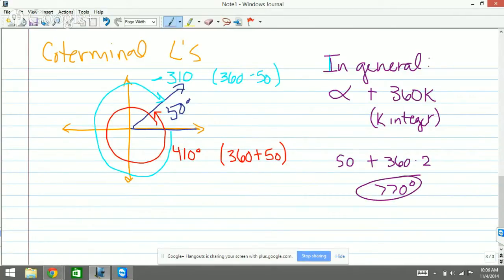How many coterminal angles are there? An infinite amount. So that's coterminal angles.